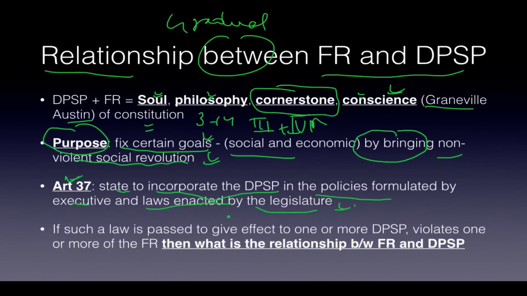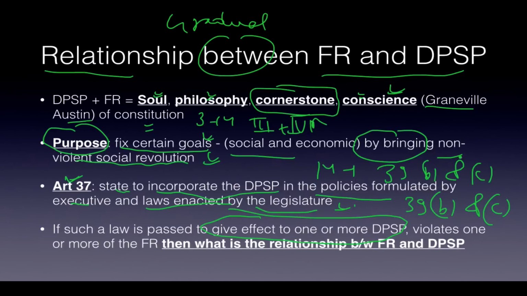Let's say if I want to give effect to certain DPSP, let's say Article 39 B and C, that state shall try to decrease the inequality. So for that, if I do, then Article 14 will be violated, that is right to equality before law. So there is a direct conflict between 39 B and C and Article 14, and then there are 6 freedoms under Article 19. And remember the pre 44th Amendment Act era where there was Article 31 also. So if you are redistributing your property under Land Ceiling Act, then Article 31 is violated.